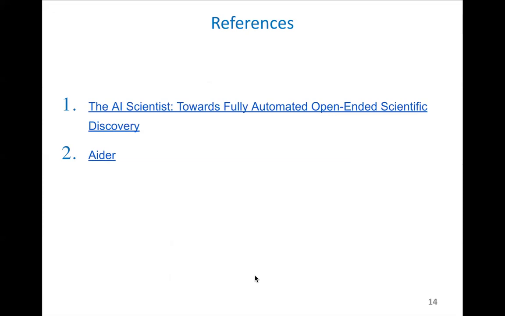Finally, I just added a reference to the two papers: the AI Scientist paper, and the other agent that does the code changes. And this is all. Thank you.